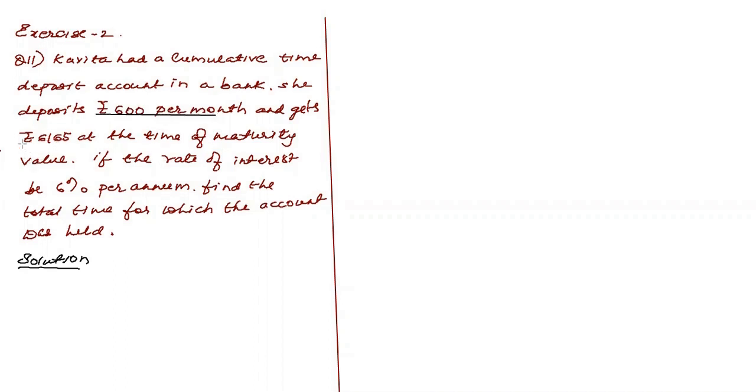6,165 at the time of maturity. That means there's a maturity value, okay. The maturity value is how much, children? You can see 6,165. Then the rate of interest, if the rate of interest is 6% per annum, okay, find the total time. You want the time for which the account was held.